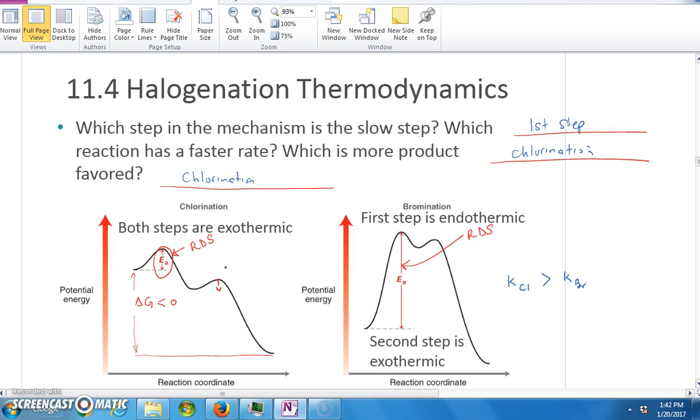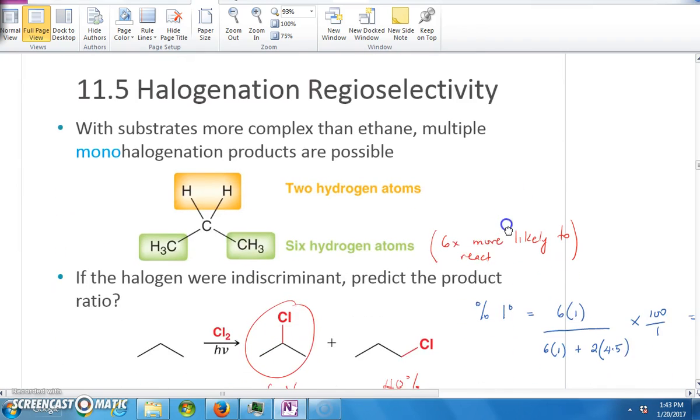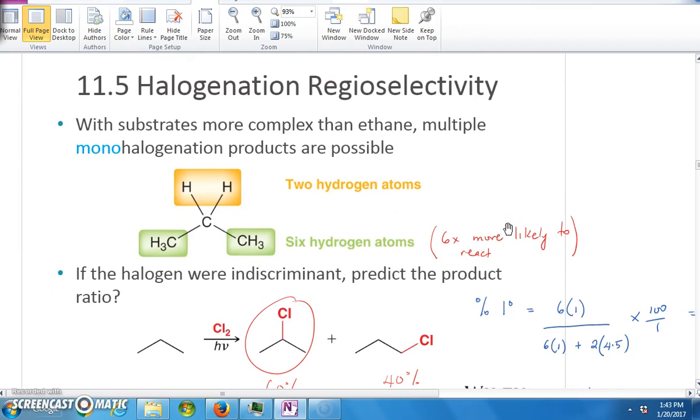For the chlorination, both steps are exothermic, but in the bromination, the first step is endothermic, while the second step is exothermic. And that's why bromination is more selective. It's not as reactive, and so it is more specific in the way it reacts, and that's why it's more selective. Now, with substrates more complex than ethane, multiple monohalogenation products are possible.